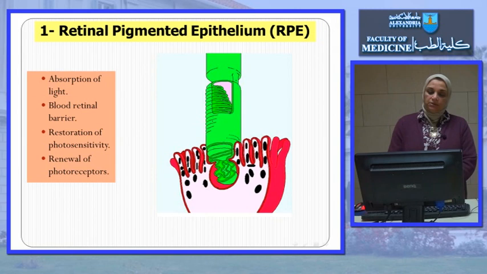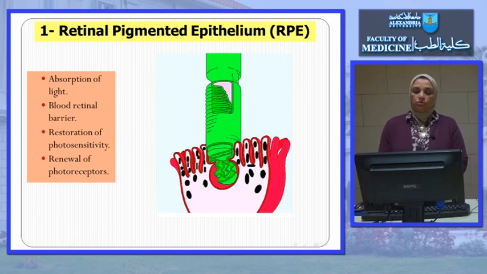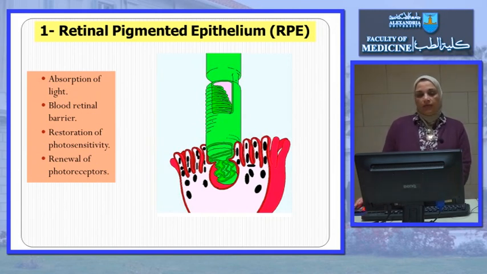So it has melanin pigment for extra light absorption. It has the lysosomes for phagocytosing, smooth endoplasmic reticulum for esterification of vitamin A, and tight junctions between the cells for formation of the blood-retinal barrier. Then we go to layer number 2.